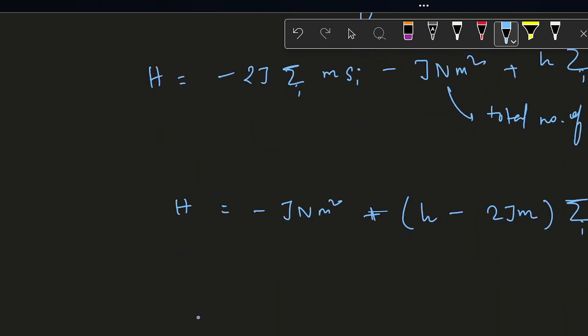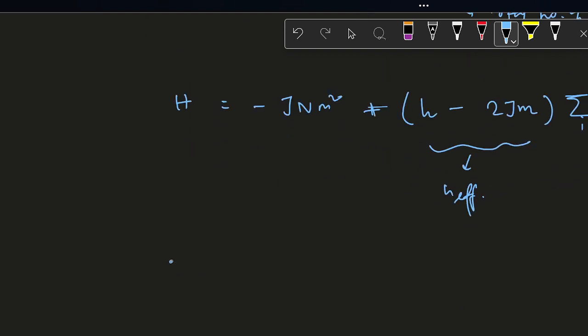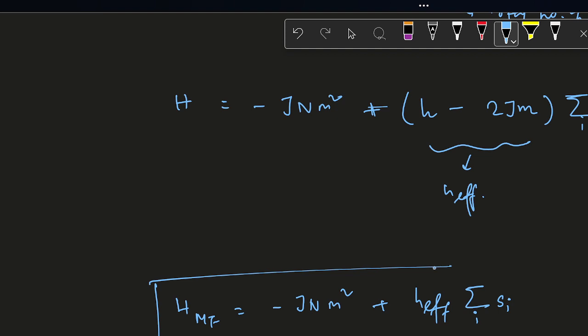Okay, so this is your term, and then we can write it as your h effective, where the effective field can be written as h minus 2Jm. So the effective field is the actual external field h minus a term that includes the interaction strength J and the average magnetization. By defining it like that, your mean field Hamiltonian is minus J n m squared, a constant term which includes J, plus an effective field for each of the spin sites, which is h effective S_i. So this is our final form.